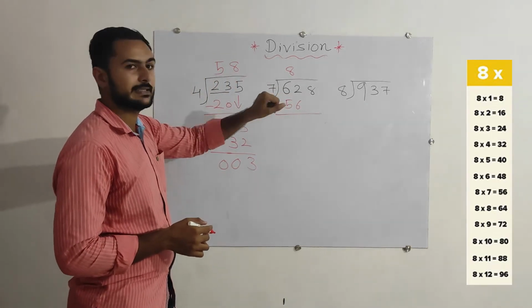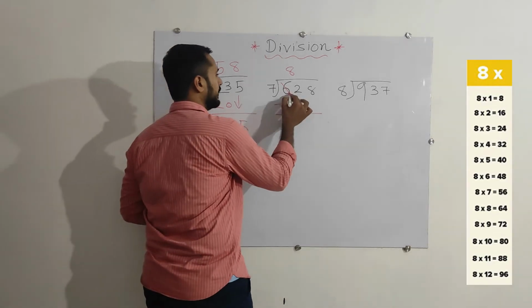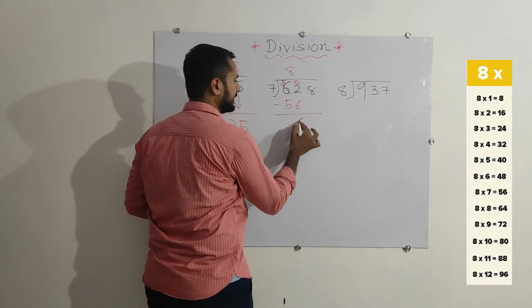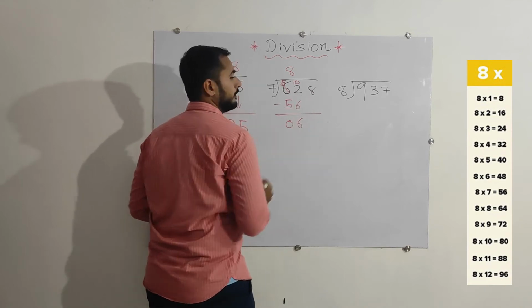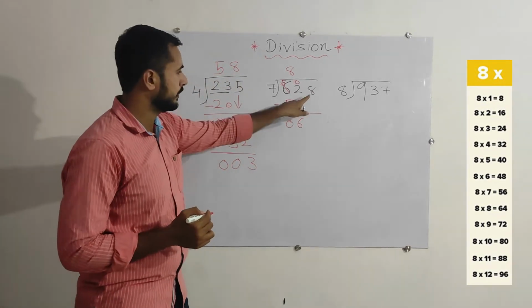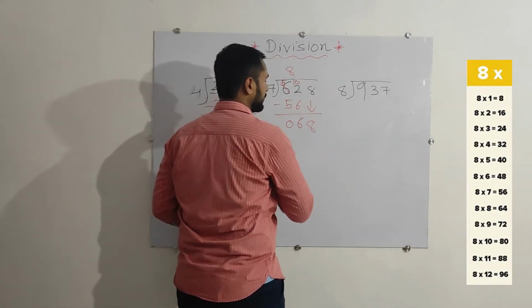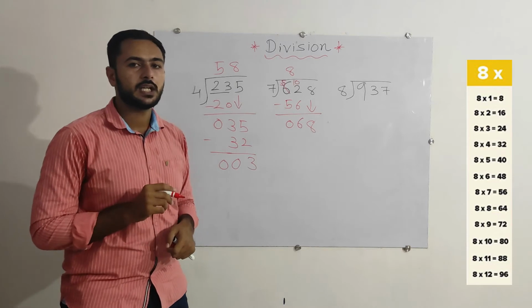But here is 2 and here is 6. It means we need to cut here. We will write 5 over there and 10 here. 12 minus 6 is 6. 5 minus 5 is 0. Done. Now we still have one number, so we will use it here. Now the new number is 68.